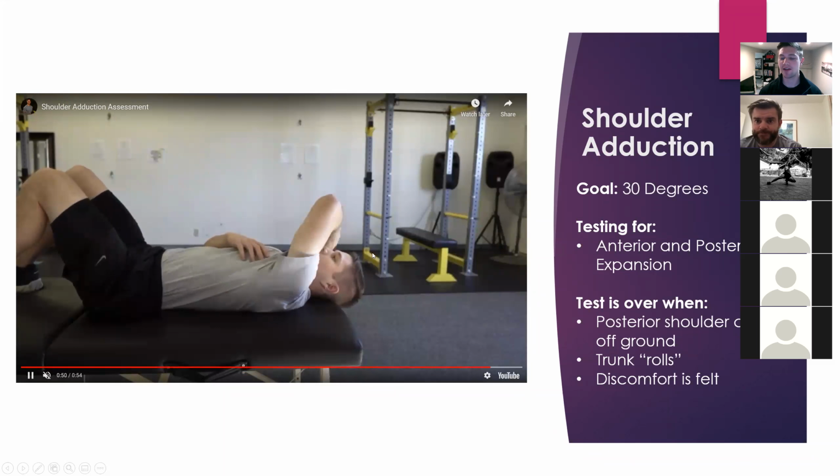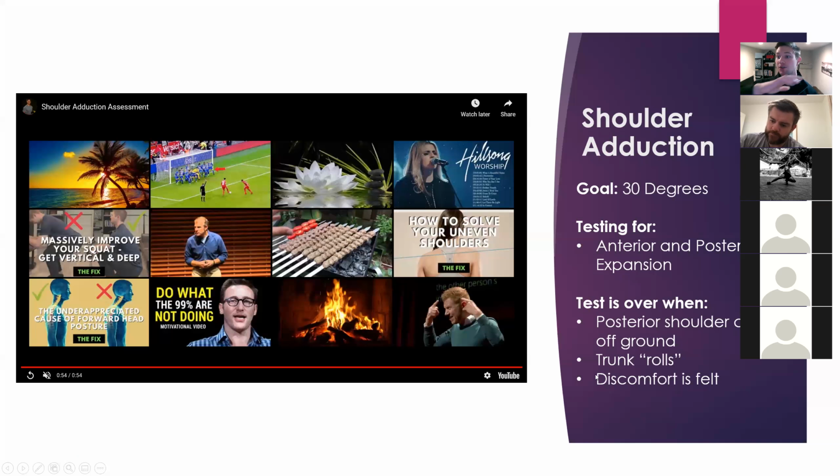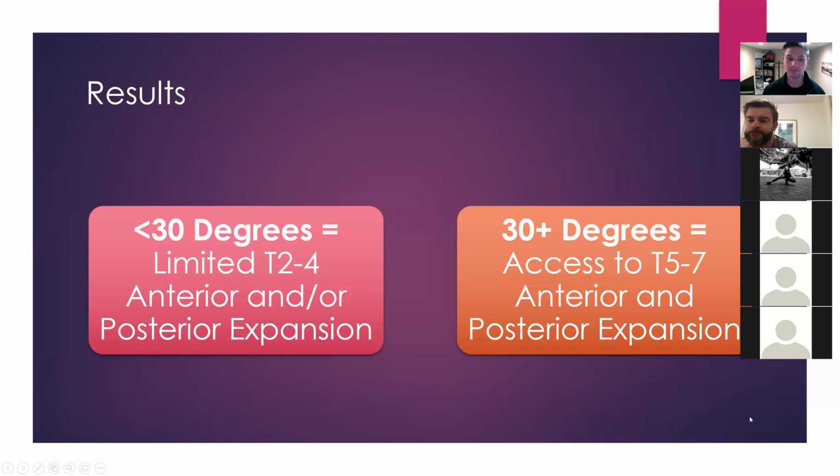Something else you might see, they might go too high or too low here. I don't know why they would do that, but anything's possible. So if discomfort is felt, you might see that too. You might hear, ooh, I get a little pinching in my shoulder, a little impingement. Obviously that would be indicative of when you should stop the test. That should say T2 through 4.